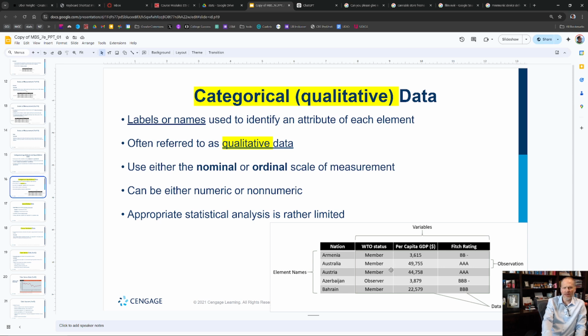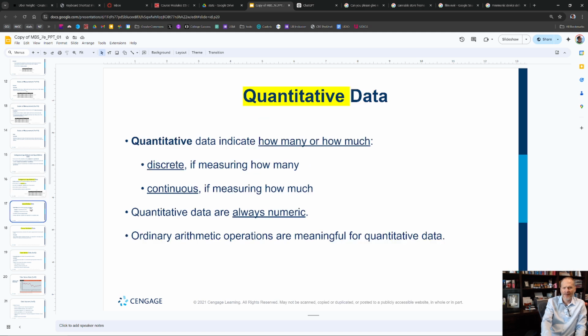You really wouldn't do math on that. You could find out what percentage were members, what percentage were observers, right? But statistical analysis is rather limited. You can't find out variance, for instance. We'll learn about variance. Quantitative data indicates how many or how much.